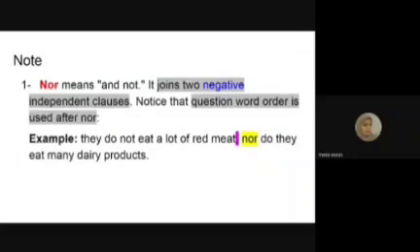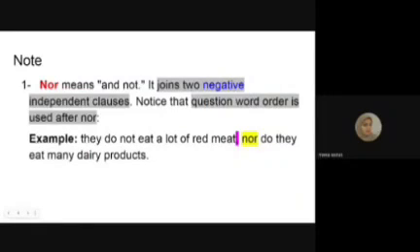So for the structure, you need to write in a question word order, okay? You need to write in a question word order. So let's review the example to clarify the idea. They do not eat a lot of red meat, comma, nor do they eat many dairy products. So nor is followed by an auxiliary. So it follows the question word order. Nor as a coordinator followed by the auxiliary do. After that, we have the subject, they, and the main verb, eat.